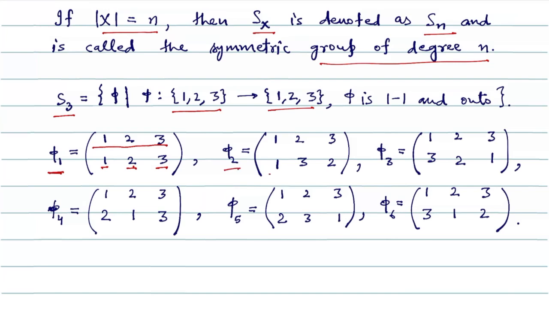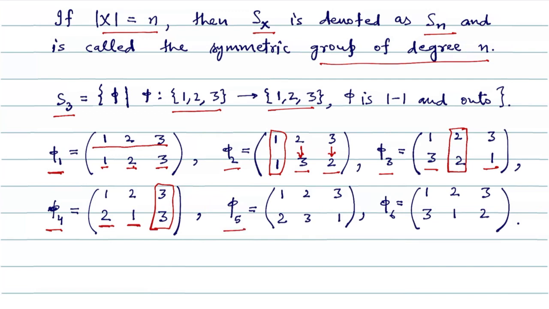Next function is phi 2. So under phi 2, 1 goes to 1, 2 goes to 3, and 3 goes to 2. 1 is kept fixed by this function phi 2, 2 moves to 3, and 3 moves to 2. Next one is phi 3. Here we fix 2 under phi 3. So 1 and 3 are moving. So 1 goes to 3 and 3 goes to 1. In phi 4 we keep 3 fixed. So under phi 4, 1 goes to 2 and 2 goes to 1.